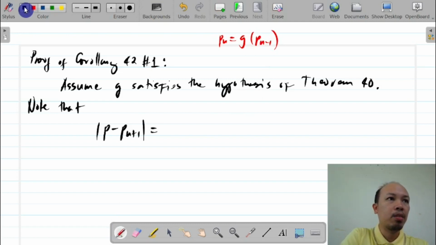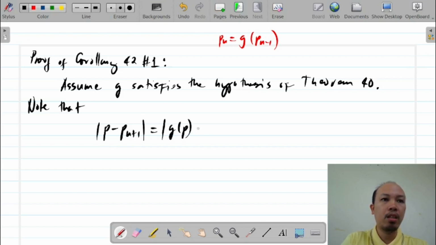So, and also, since P is a fixed point, G of P is equal to P, and P sub n minus P sub n plus 1, this one here, is G of P. Okay, this is G of P sub n, based on this one in Theorem 40.